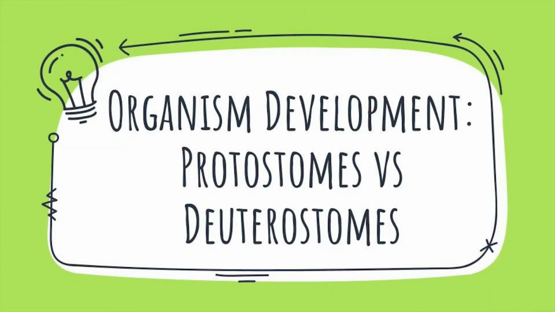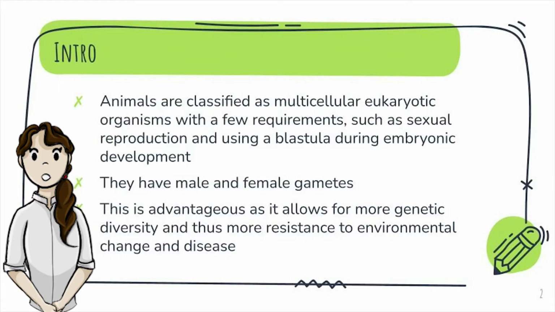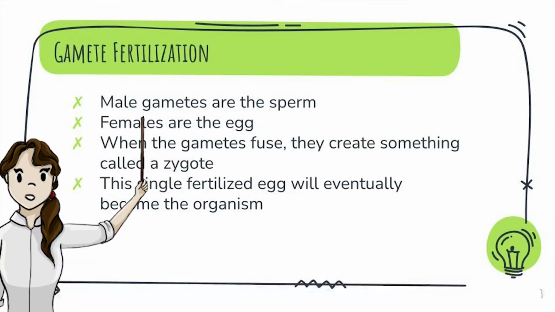Organism development, protostomes versus deuterostomes. Animals are classified as multicellular eukaryotic organisms with a few requirements, such as sexual reproduction and using a blastula during embryonic development. They have male and female gametes, which allows for more genetic diversity and thus more resistance to environmental change and disease. Male gametes are the sperm and females are the eggs.